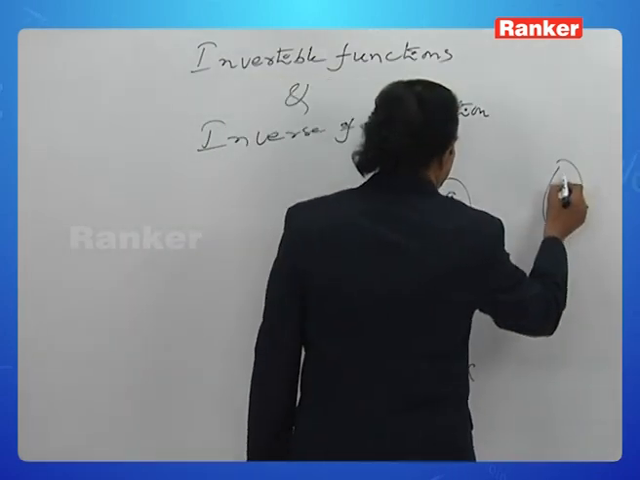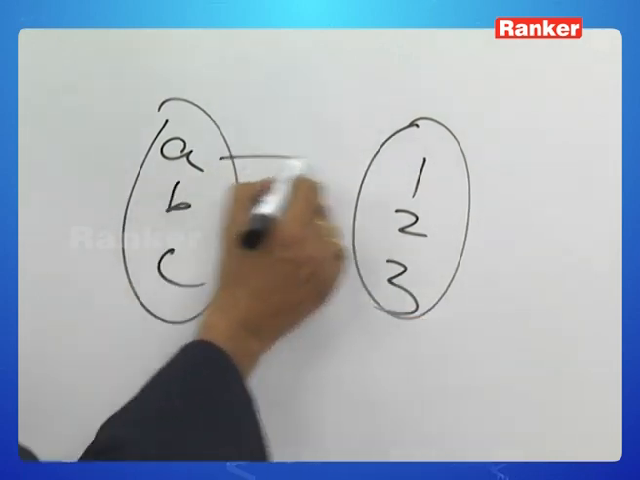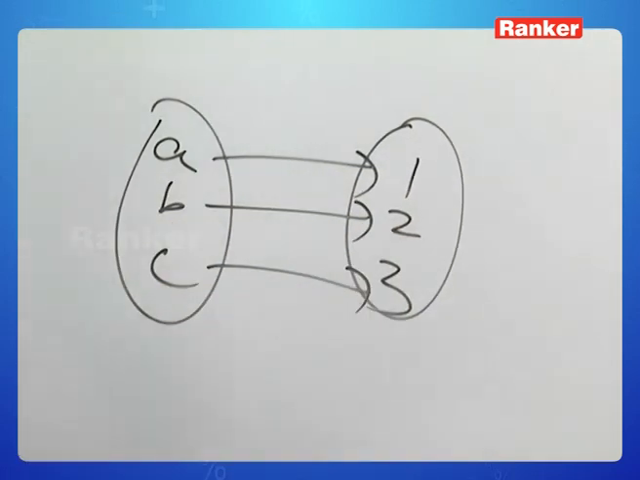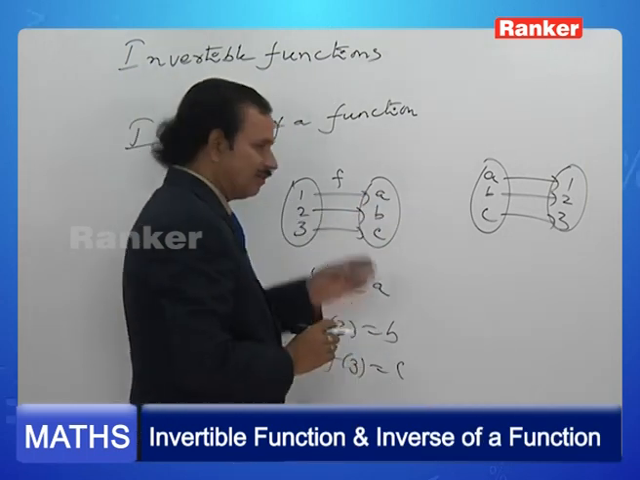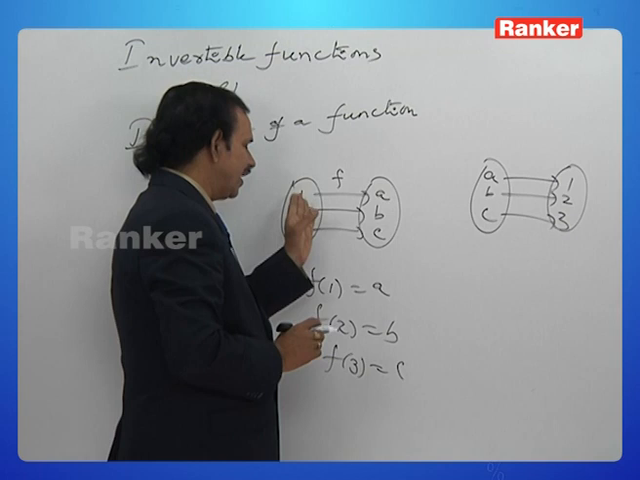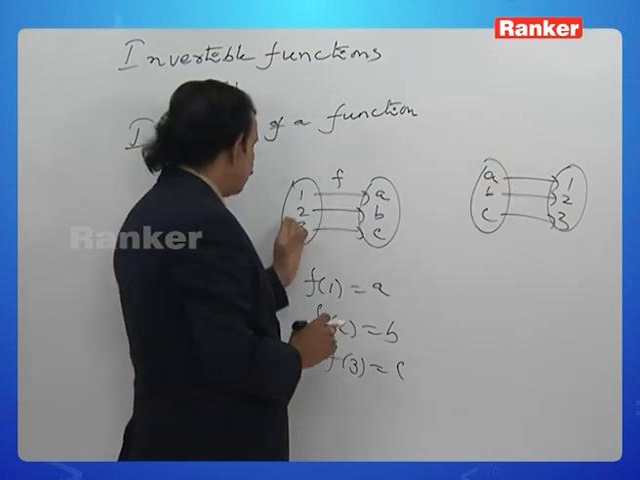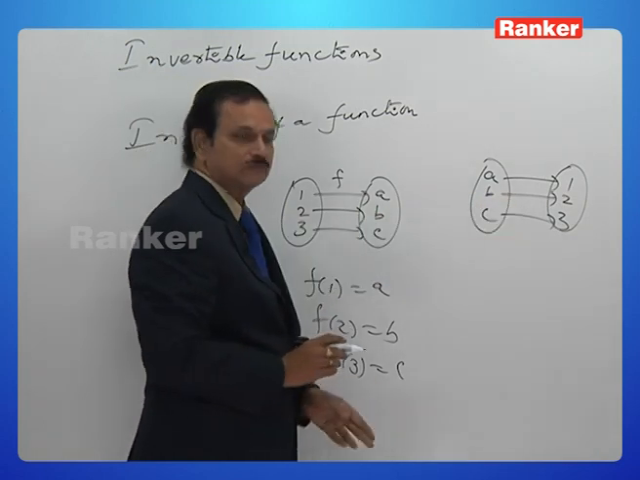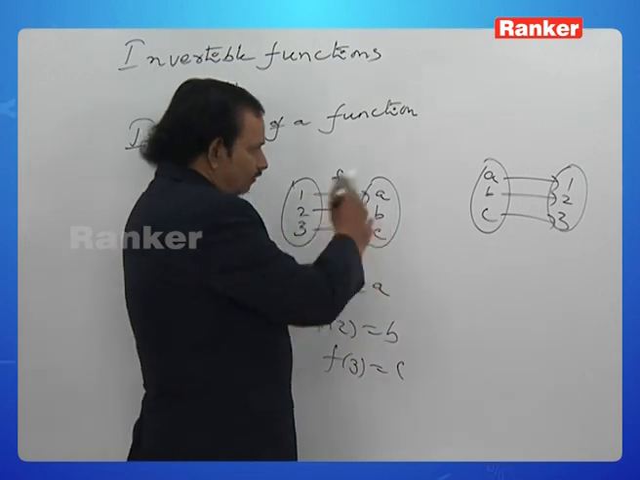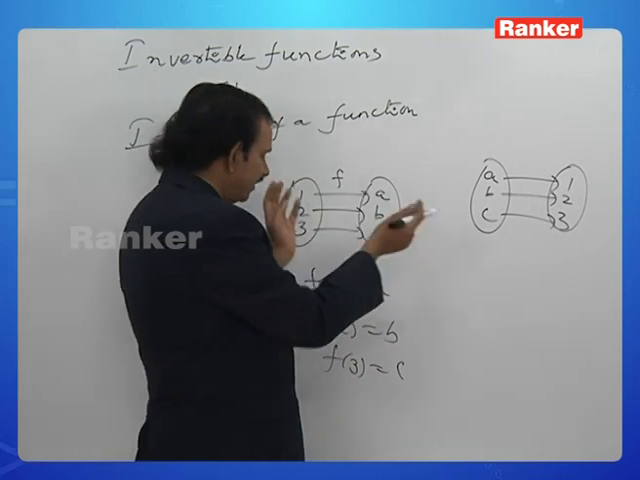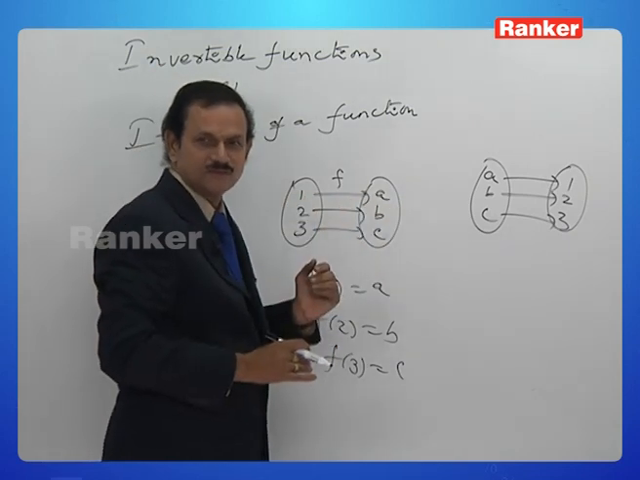And you trace the diagram in this way also. A goes to 1, B goes to 2, C goes to 3. You observe these two diagrams. One is mapped to A here, and A comes to 1 there. 2 goes to B, B comes to 2. 3 goes to C, C comes to 3. So it is just a mutual interaction, reversing the positions of the images and pre-images.